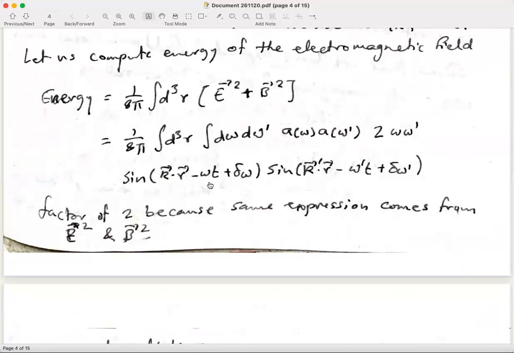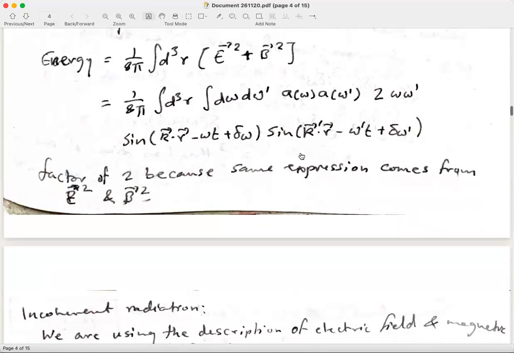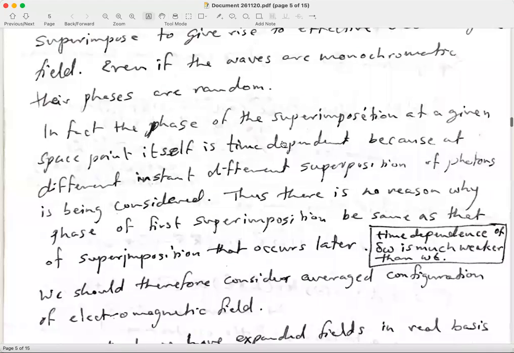So you have this quantity. We can write these sine functions in terms of exponential functions. Those exponential functions would involve e to the i delta omega, e to the minus i delta omega, and similarly delta omega prime. Then the average energy would require averaging over various quantities, including the phases. Those phases would give us a delta function of this kind, and you would get only 2 delta functions, although there are 4 such terms.